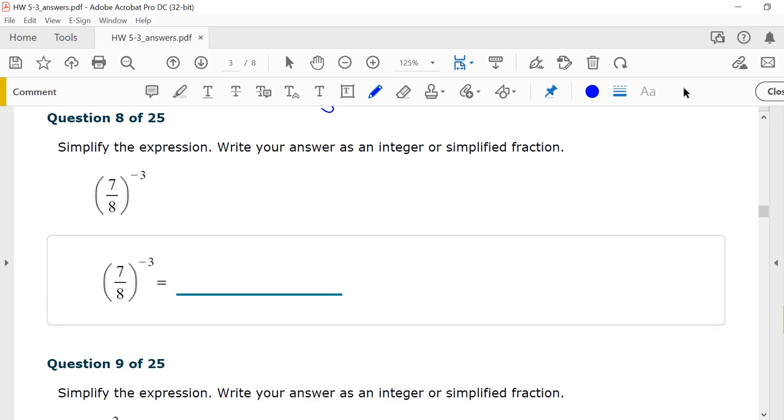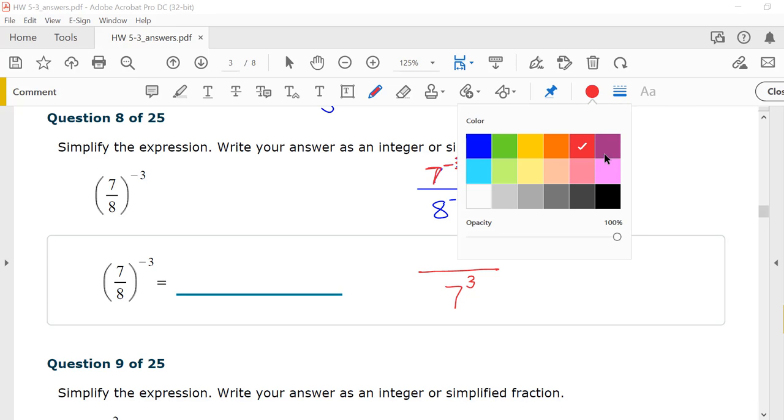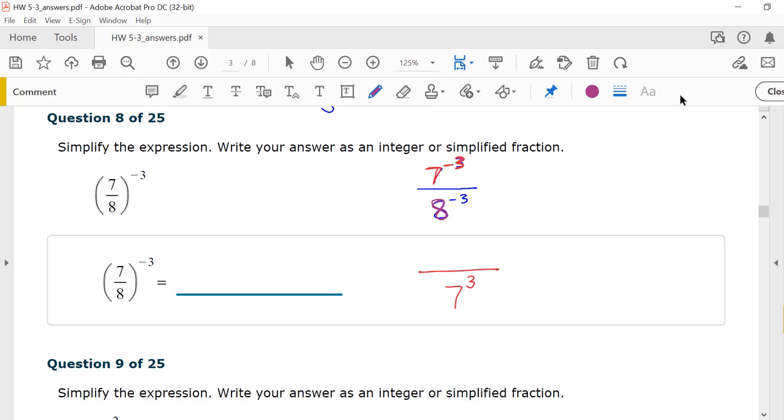Number 8. 7 over 8 to the negative 3. Okay, that's going to be 7 to the negative 3 over 8 to the negative 3. Okay, to get rid of the 7 to the negative 3, I'm going to put that in the denominator and make it to the positive 3. Now to take care of the 8 to the negative 3 in the denominator, I'm going to move 8 to the 3rd up top in the numerator.